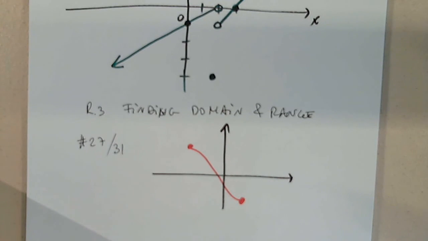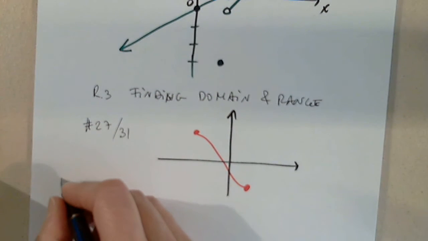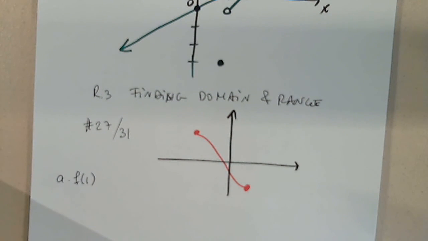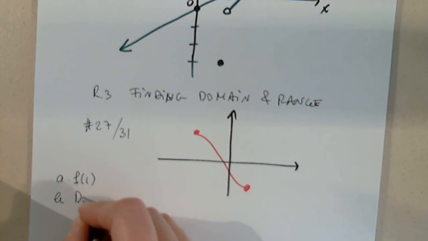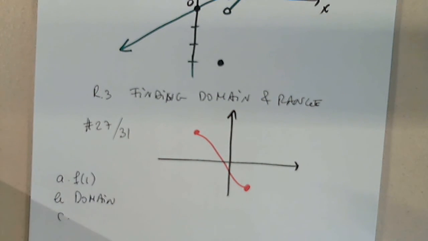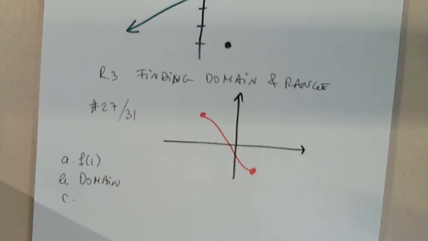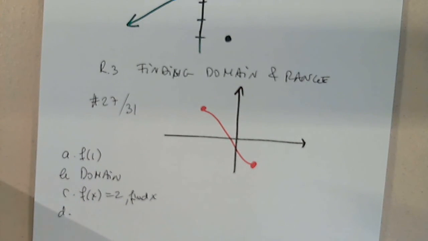We're asked to find f of 1. So here are the questions. Let me write them down first. So f of 1, part B. Part B, where are you, part B? The domain. Part C, all x values such that f of x equals 2. So find x. And in part D, the range.